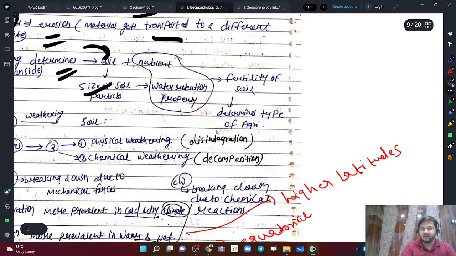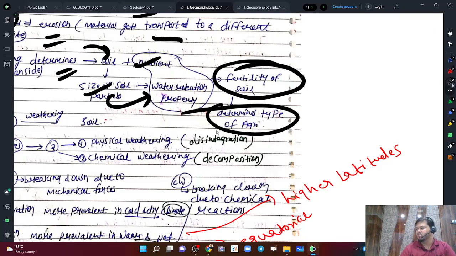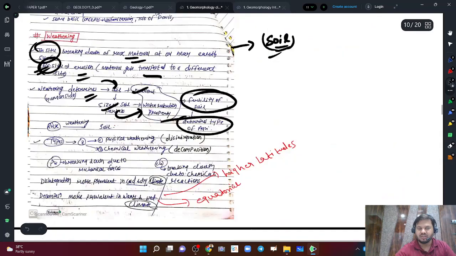कितना size रहेगा, वो nutrient content क्या रहेगा. So all these things determine the property of soil, right? If there is a certain size of soil, it will have more water retention capacity, right? So all these things determine the fertility of soil, and that determines the type of agriculture in the country. So that affects the human, that is direct significance to human, right? That is one of the ways.